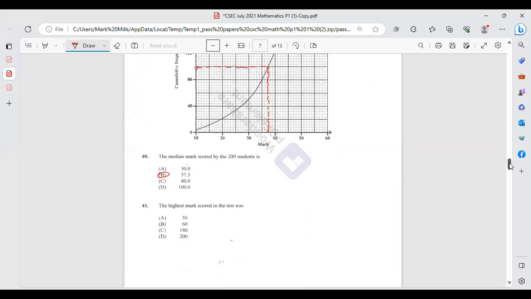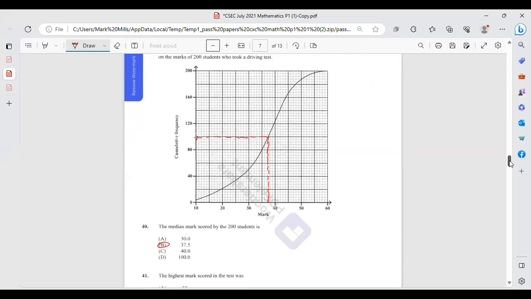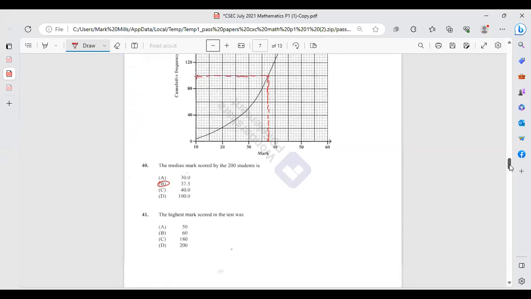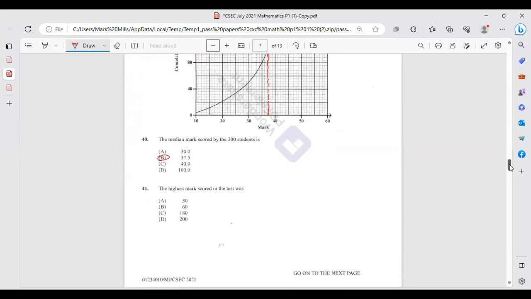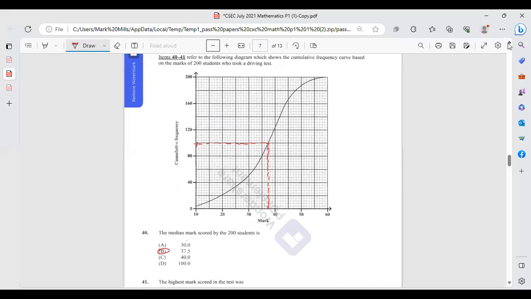What is the highest mark scored on the test? Who can look at it? Who can tell us? What is the highest mark scored on the test? 60. All right. Why 60? How do you know? Because that's the last mark that the line touches. Right, until the last mark that it touches. Excellent.